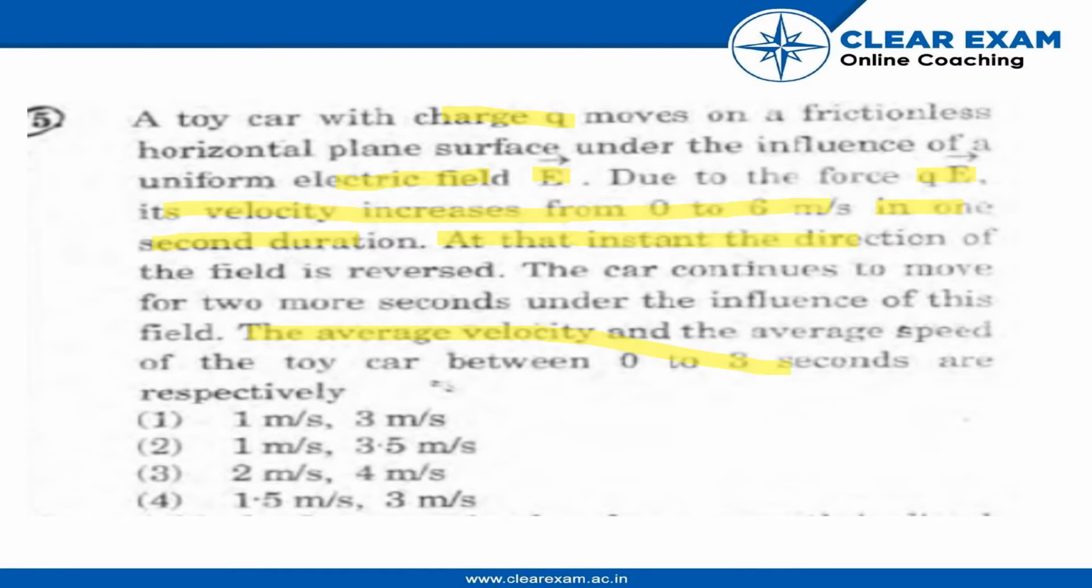So the average velocity and the average speed of the toy between 0 to 3 seconds are respectively: 1 m/s and 3 m/s, 1 m/s and 3.5 m/s, 2 m/s and 4 m/s, 1.5 m/s and 3 m/s. Okay, let's first understand the question here.